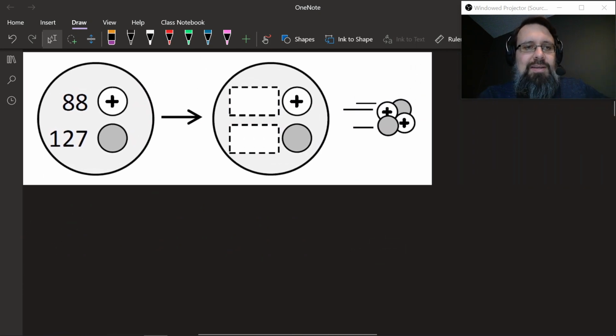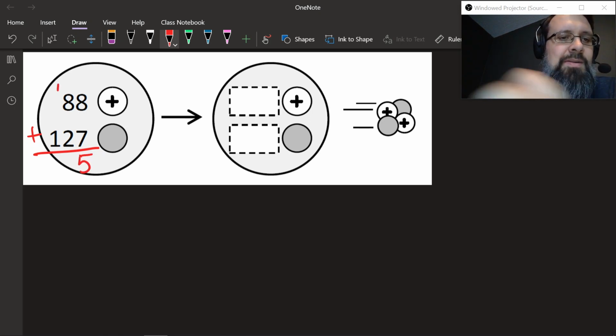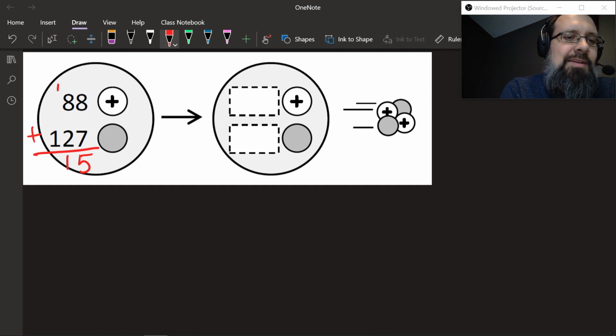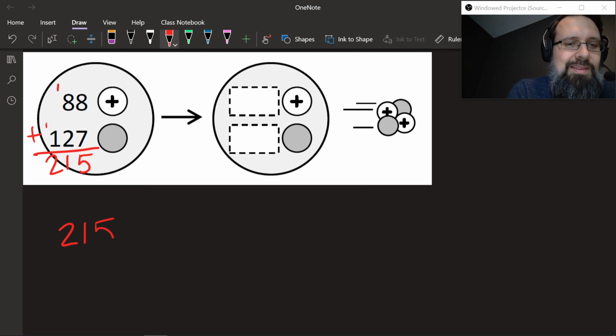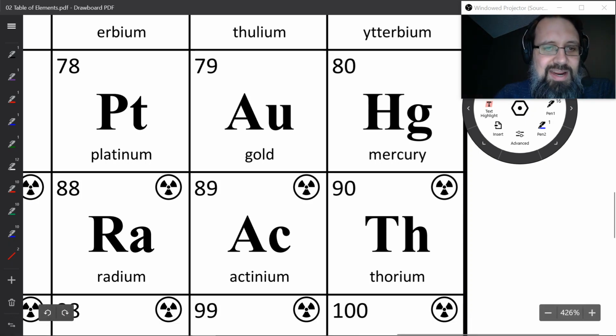Let's do another one. Here we've got 88 and 124. Remember, I have to add these up. So 88 plus 124 is 212, carry the 1. Wait, what did I do wrong? I don't even know how to do math, guys. Okay, let me redo it: 88 plus 124 is 212. There's 88 protons, and I've got to figure out what this is. Number 88 is radium, so I put Ra.